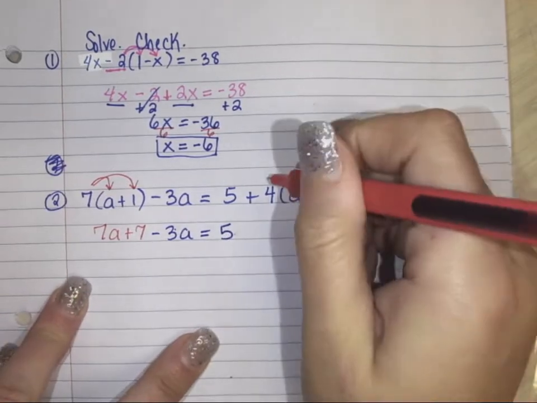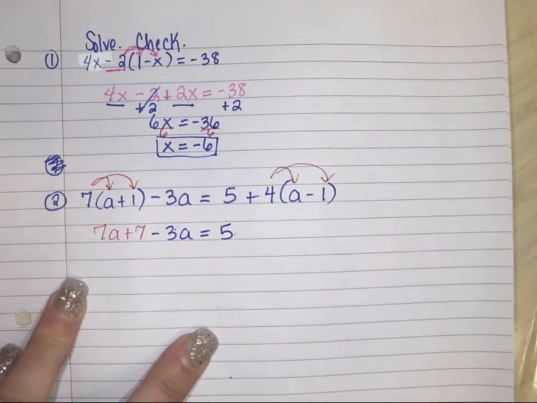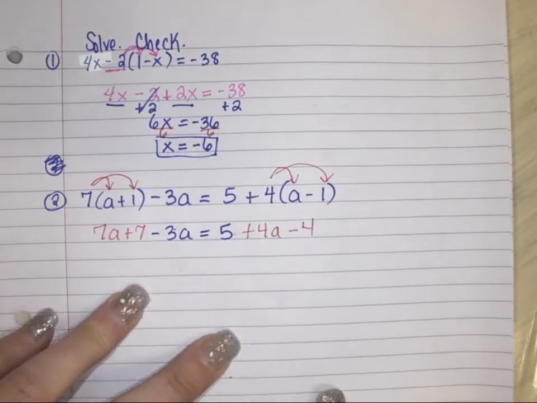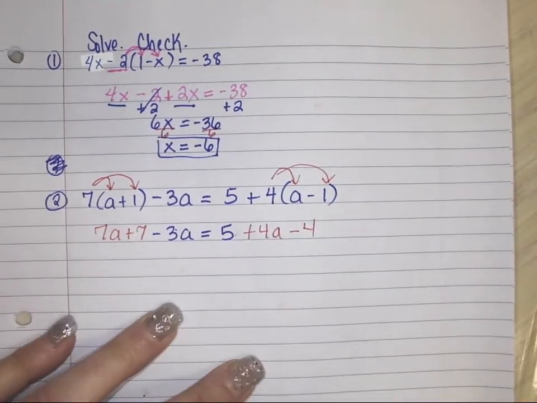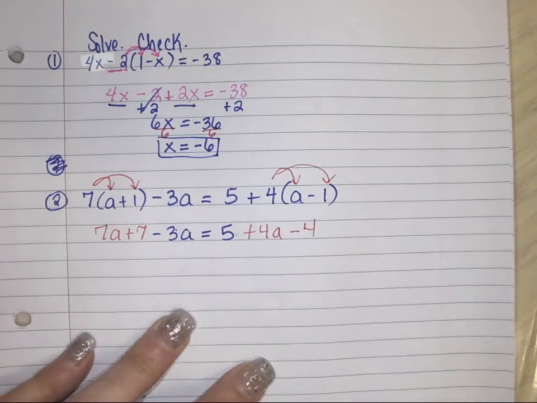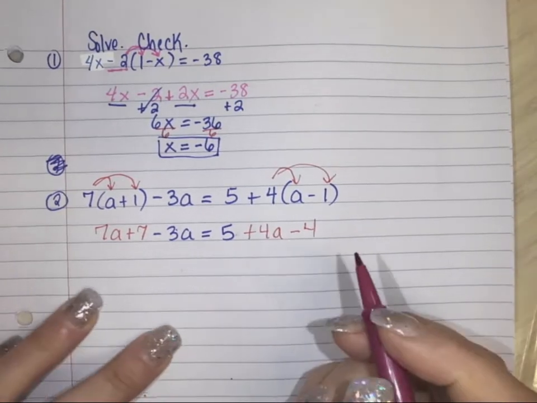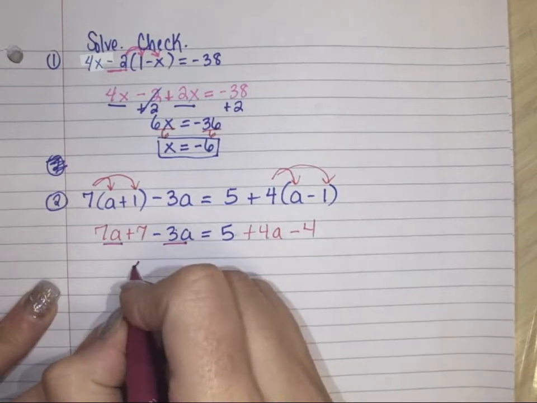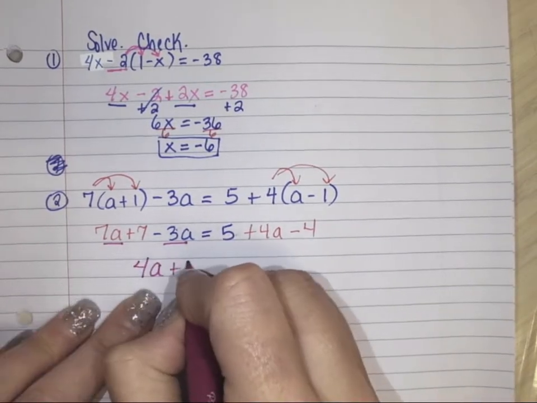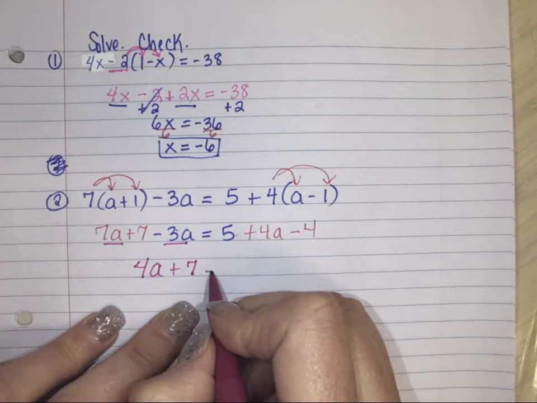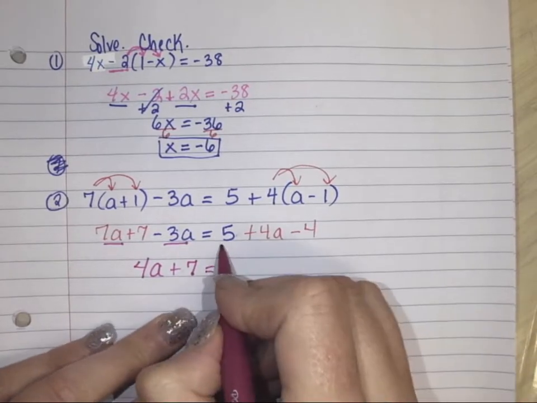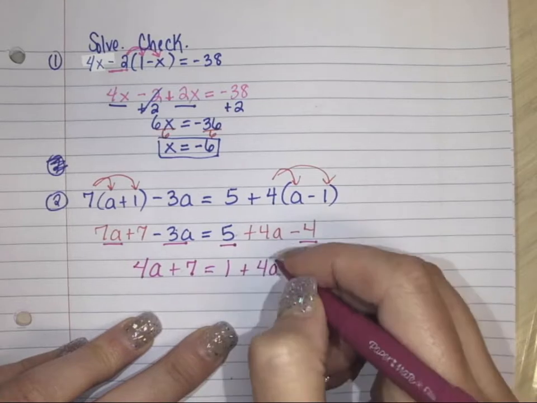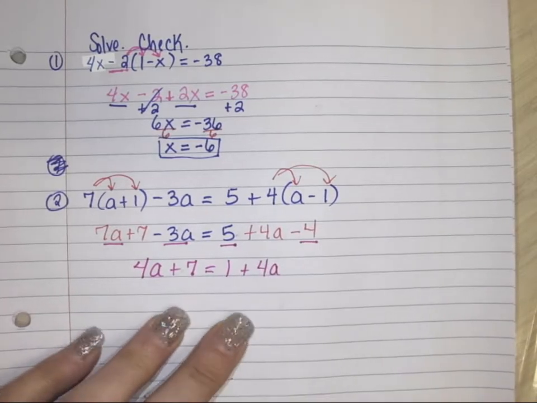Let's go ahead and do distributive property here. Bring that down, plus 4a minus 4. Then combine like terms on both sides. So I'm going to have 7a minus 3a, 4a, and then bring down the plus 7. On this side, 5 minus 4, 1, and bring down your plus 4a.